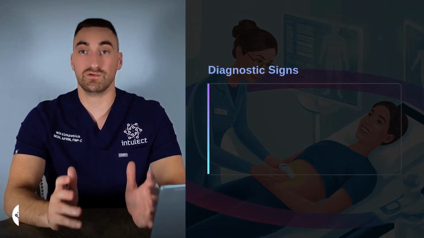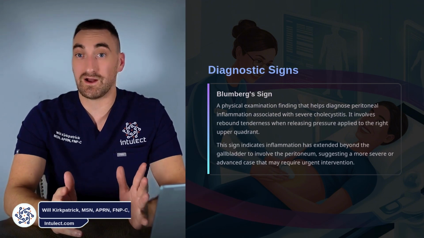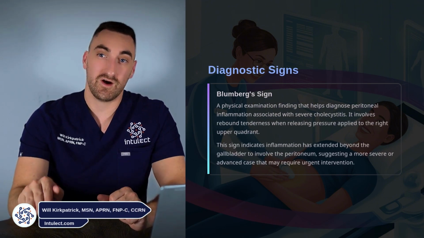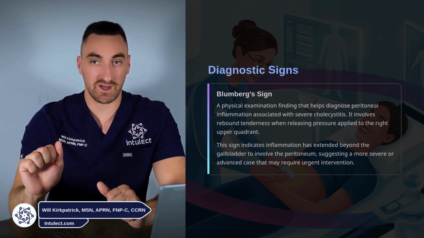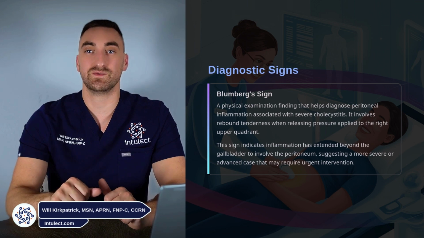Another sign is called a Blumberg sign, which is basically rebound tenderness. So when you press down on that right upper quadrant, not necessarily is the pain there when you press down, but when you let go, the rebound tenderness there is when the pain occurs.